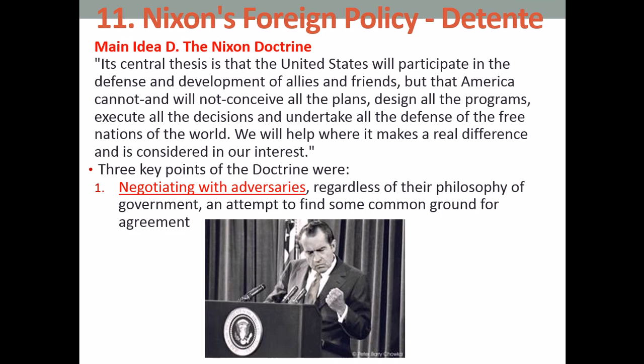So we will still be defenders of democracy, but we're not going to fight the war for you, right? That's the Nixon Doctrine. There are 3 key points of the Nixon Doctrine. First, negotiating with adversaries. Adversaries are our enemies. Yes, we will negotiate with our enemies, regardless of their philosophy of government. So even if you're communist, we will negotiate with you and attempt to find some common ground for agreement.